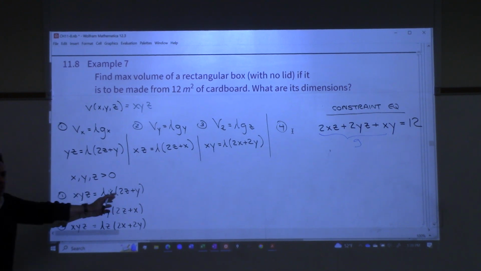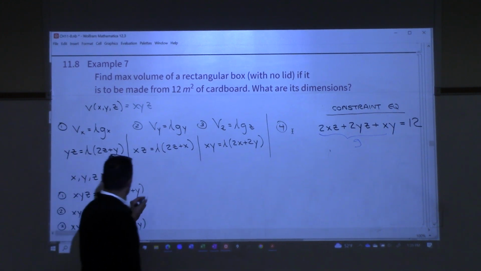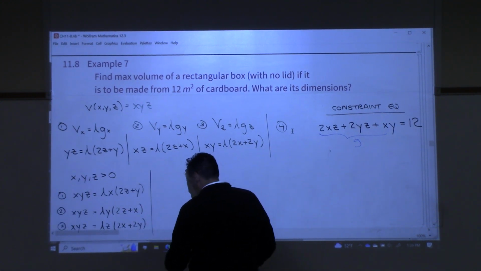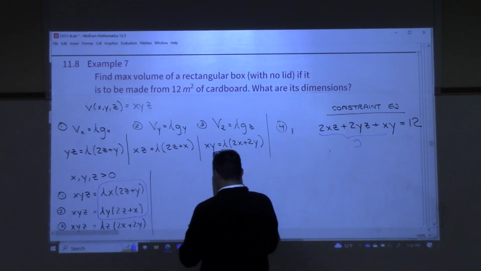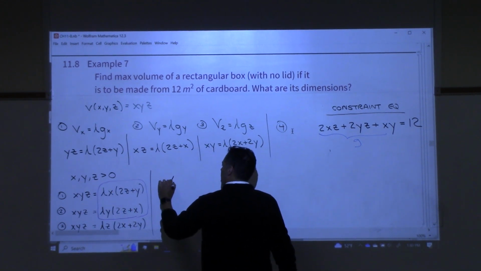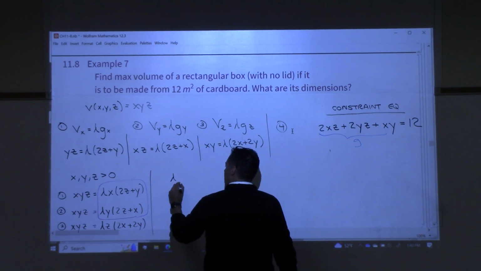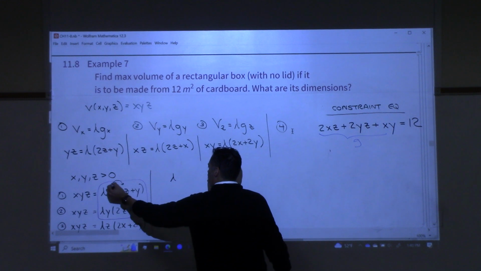Now I can start setting these equal to one another and see what happens, right? So let's do these first two. I'm going to do the first two together right here. Let's do those two set equal to one another. That'll look like this. Lambda, let me distribute the lambda x through here.